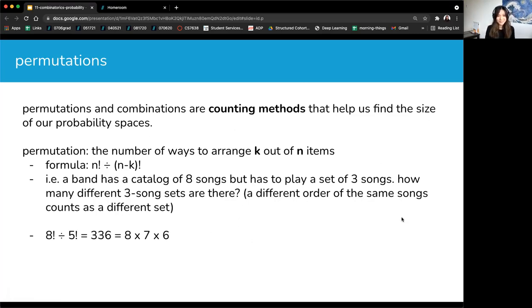So to find the number of ways to play 3 songs out of 8 songs, you want to use a permutation. And the formula for that is n factorial divided by n minus k factorial. N is the total number of things that you have, and k is the smaller number, the subset. So in this case, we want to take 8 factorial divided by 8 minus 3, so 5 factorial, which is equal to 336.